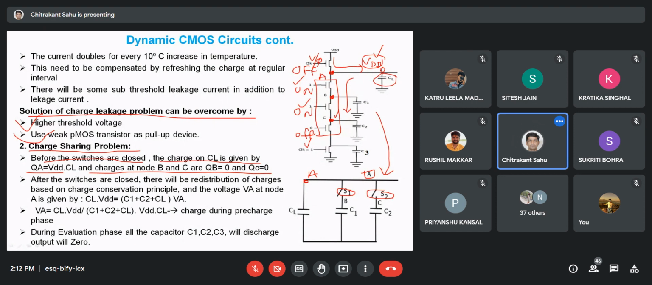So if we consider 1, 1, that means we are considering this switch is on. If the switch is on, what will happen? The load capacitance has a voltage equal to VDD, and there will be a parallel arrangement like C1 and C2. So after some time, will the voltage across VDD remain the same? It will change, right? Now the question is in what proportion it is going to change?